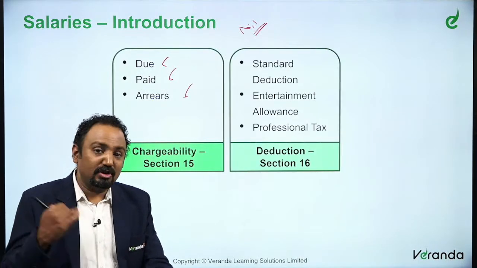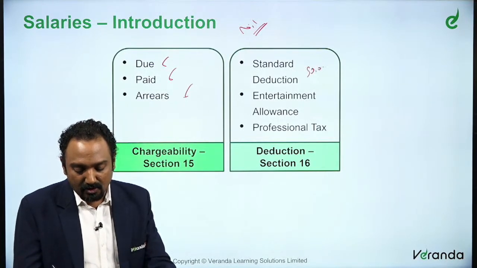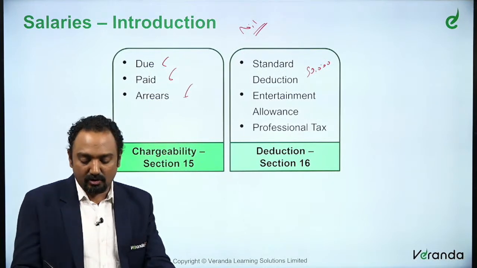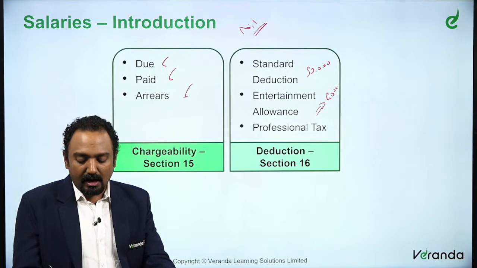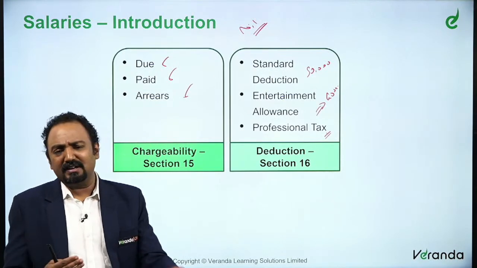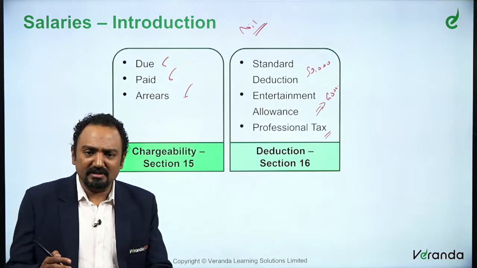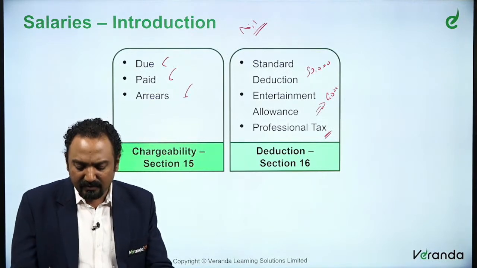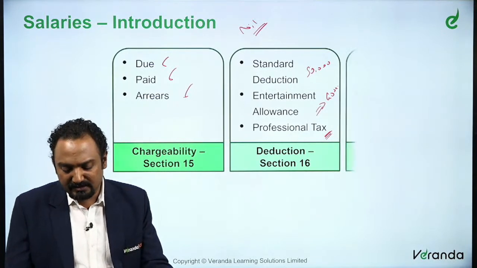Section 16 is about deductions and allowances. So you have standard deduction, which is 50,000 or the salary, whichever is lower. You have entertainment allowance, which is only for government employees, and then you have professional tax. Whatever is paid, it will usually be roughly around 2,500 to 3,000 rupees. Whatever that payment is, it is allowed as a deduction in section 16 while computing income from salaries.